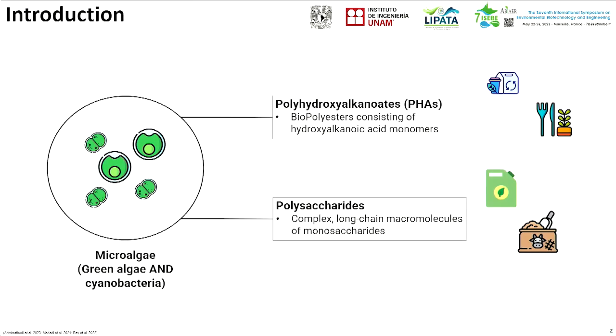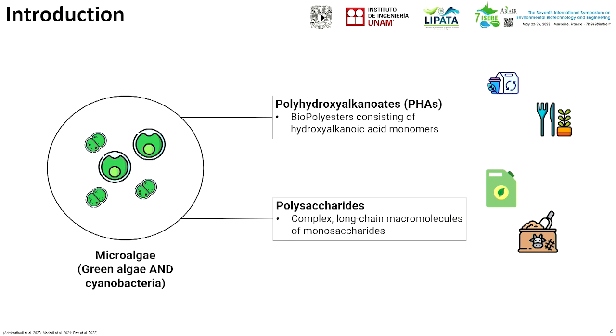Now, to begin with, in recent years, microalgae have been under the spotlight to produce bioplastic. This is due to the fact that these microorganisms, and when I say microalgae, I mean green algae and cyanobacteria, mostly produce biodegradable polymers such as polyhydroxyalkanoates or PHAs and polysaccharides.